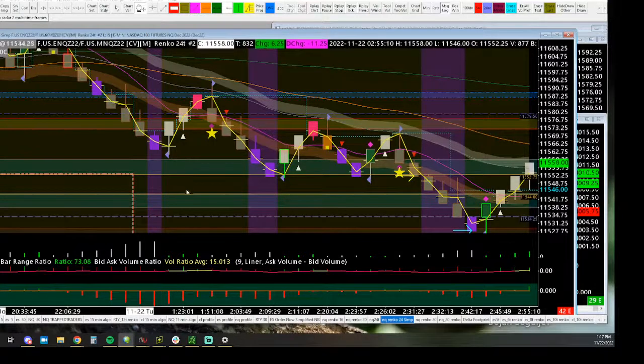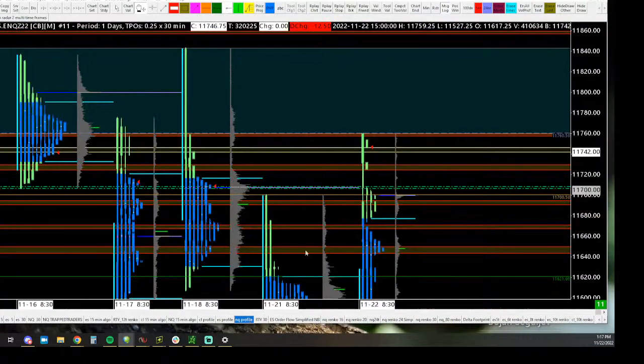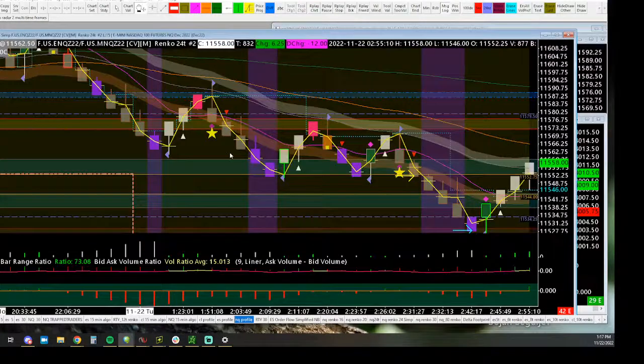Any of the zones here are taken from the profile and they're color coded, such as low volume nodes, previous naked POCs, anomalies, single prints, things like that on the profile. So if you see these zones, that's what those are.